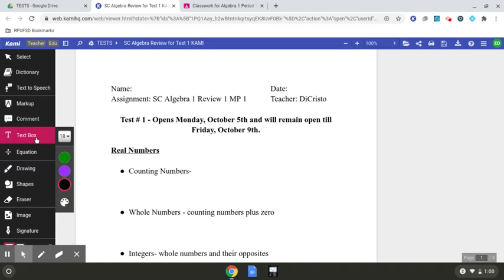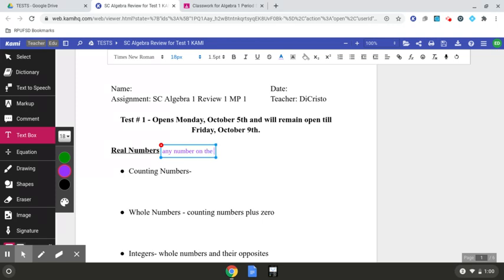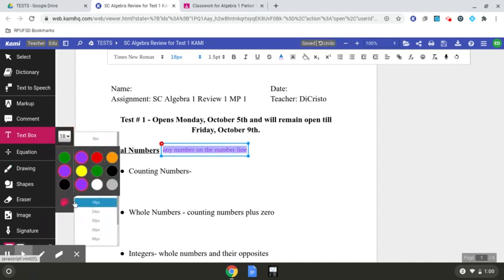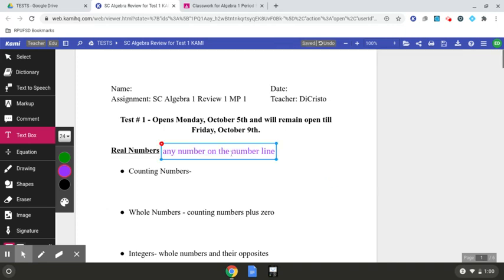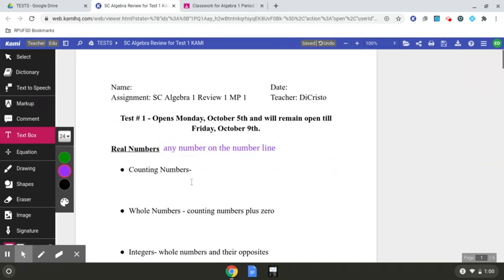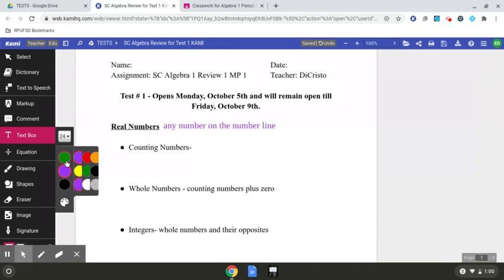So the first thing that is on here is what we call real numbers, and real numbers are any number on the number line. And I always revert back to when you think of elementary school and you guys had a number line in front of the classroom, right? That's basically what a real number is. It's any number that you can see on there.